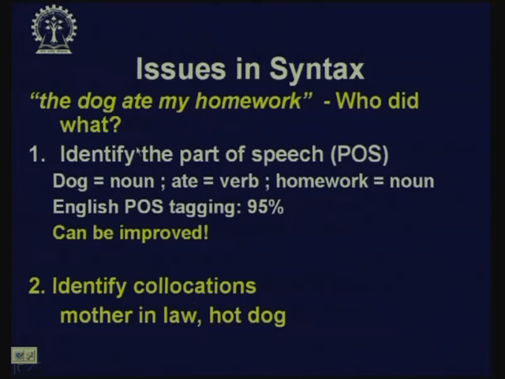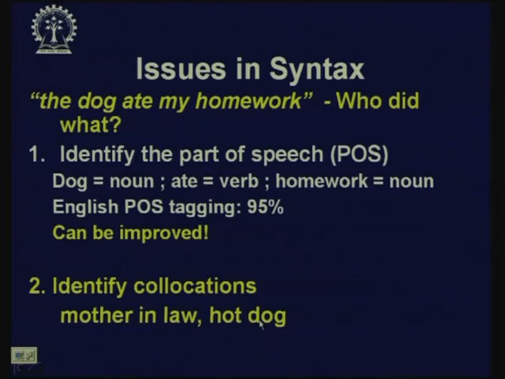Also, words should not always be looked at in isolation. In order to understand the meaning, we may sometimes need to look at a group of words. For example, if there are three words, mother-in-law, then we cannot just look at mother and try to find out its part of speech. Mother is a noun, in is a preposition, and law is another noun. But in order to understand, mother-in-law is actually mapping to another concept.